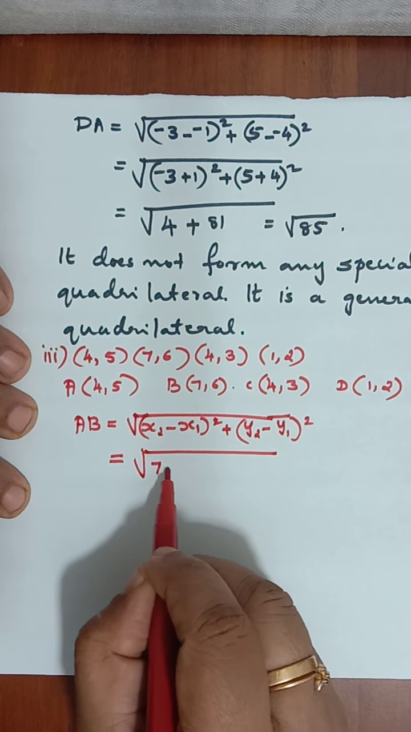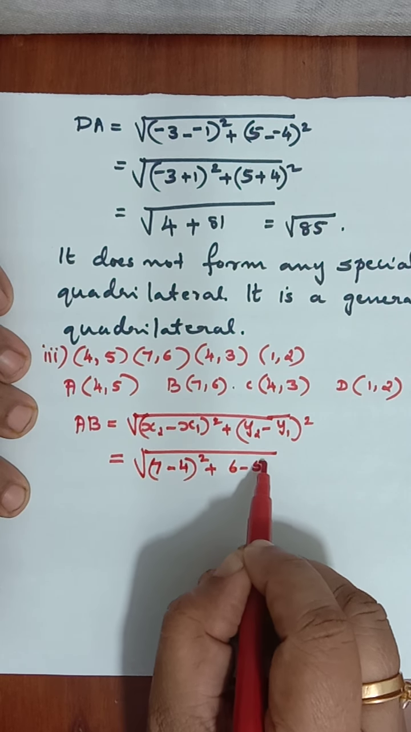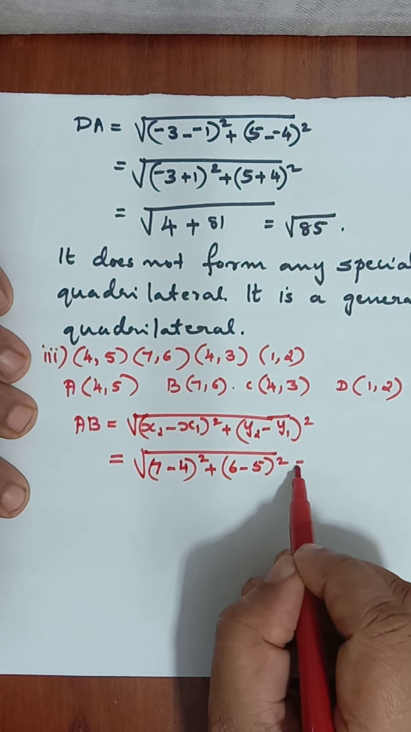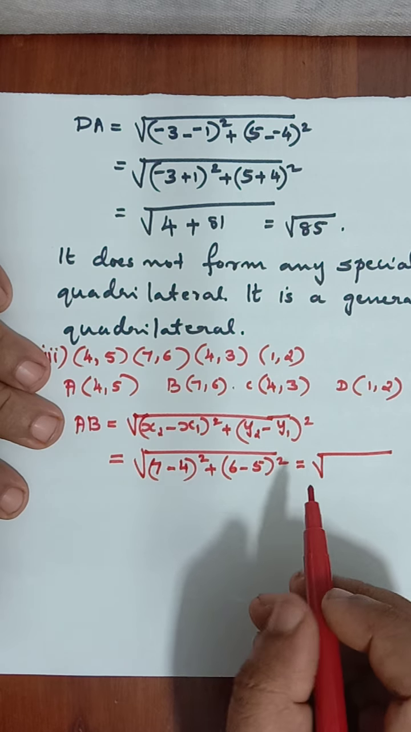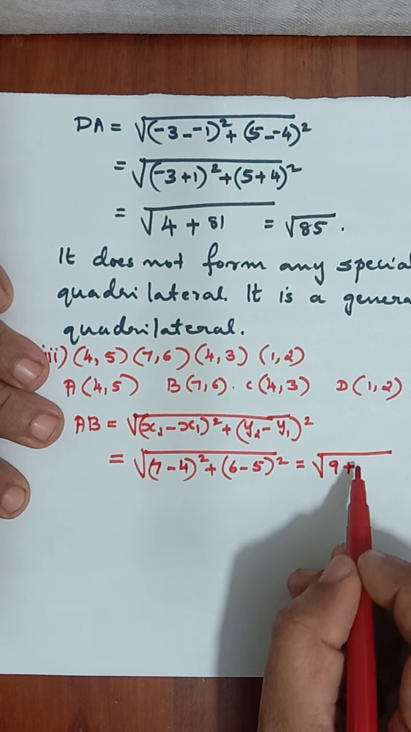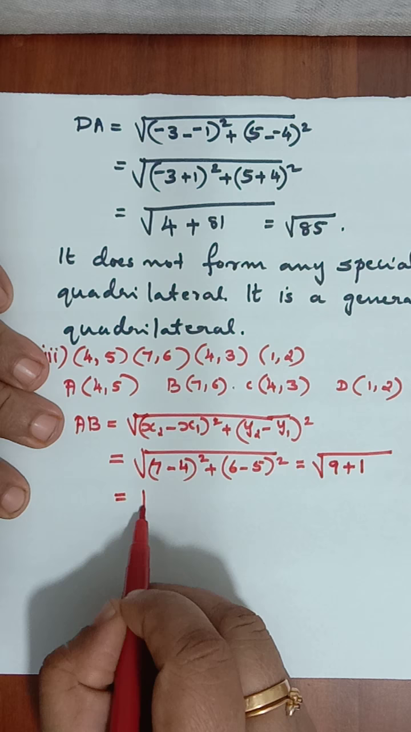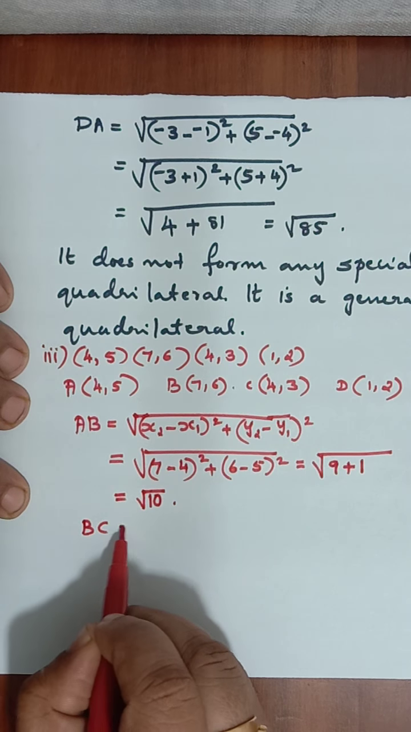AB: 7 minus 4 whole square plus 6 minus 5 whole square is equal to square root of, here we have the value 7 minus 4 is 3, 3 square is 9, 6 minus 5 is 1, 1 square is 1. So what is it equal to? It is root 10. Let it be there. Now comes BC.